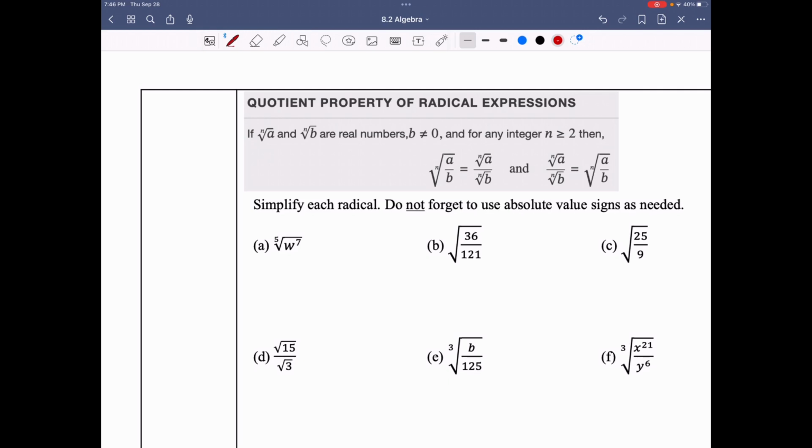So we're going to simplify these radicals, and it says do not forget to use the absolute value signs as needed. But we're actually not going to worry about that, so we're just going to cross that out, because we're going to assume that it's non-negative.